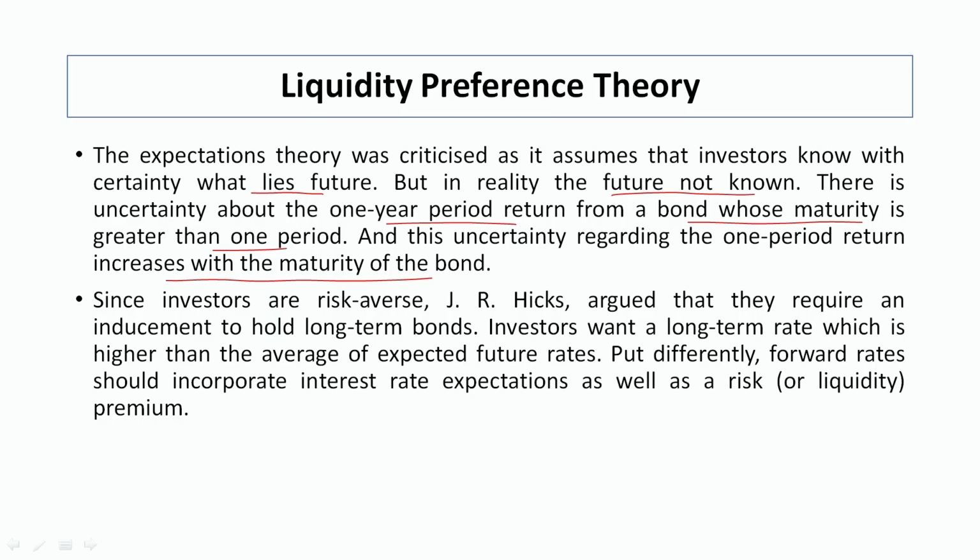Since investors are risk averse, J.R. Hicks argued that they require an inducement to hold long term bonds. Inducement in the sense they require a higher rate of return, that is interest rate. Investors want a long term rate which is higher than the average expected future rates. To put it differently, forward rates should incorporate interest rate expectation as well as the risk premium. So, in liquidity preference what we are doing? We are expecting that future is uncertain, and for that also the investor requires a risk premium, and that should be included in the amount of risk.